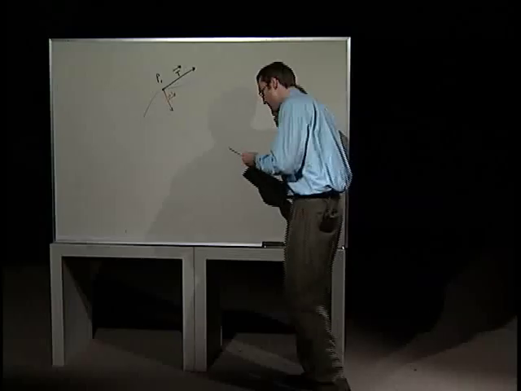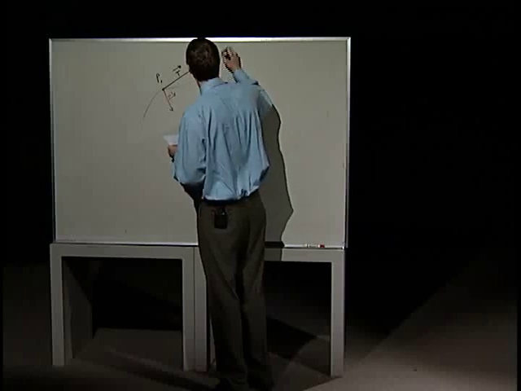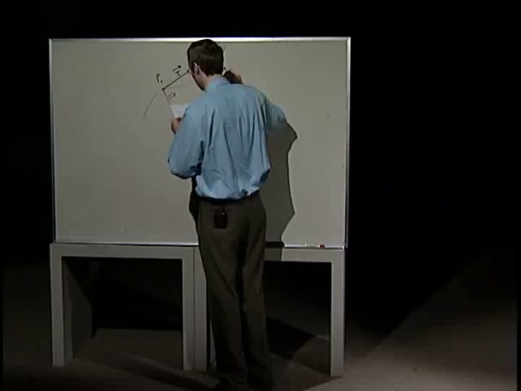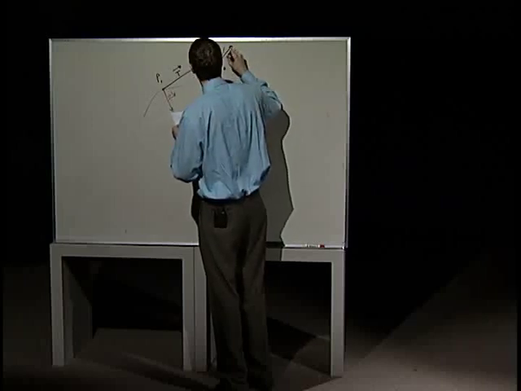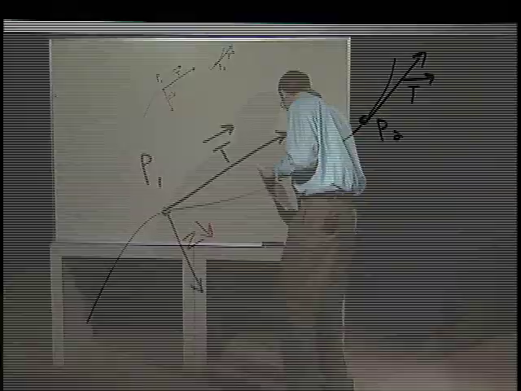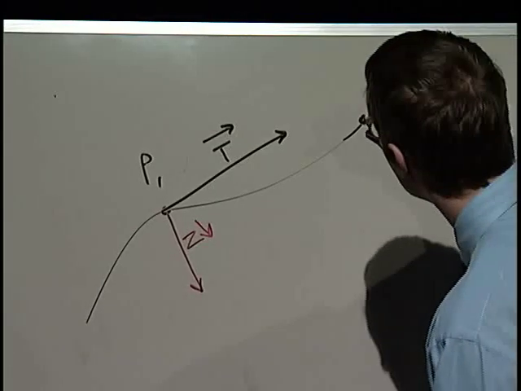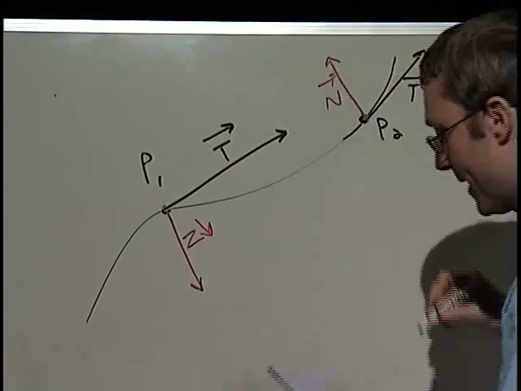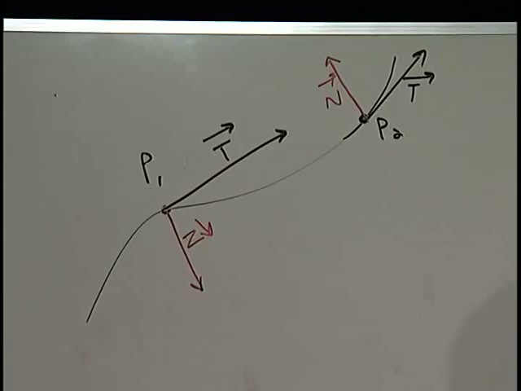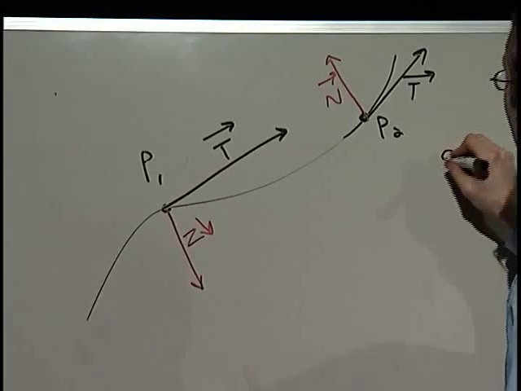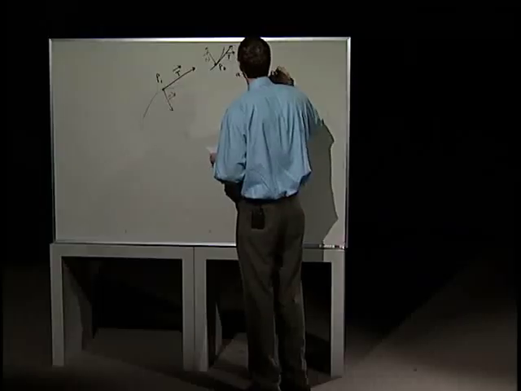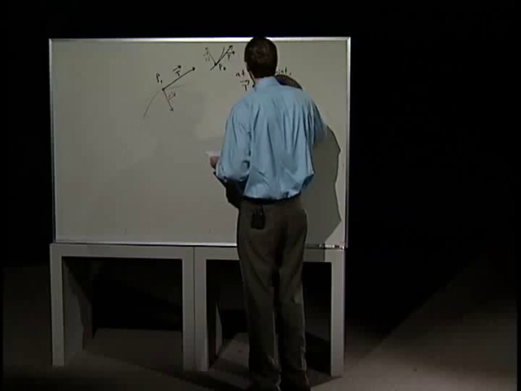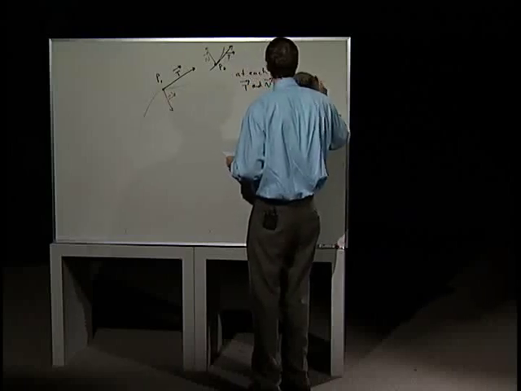Okay, and we can show it again on another point. So here's another point. There's P2. Let's see here. Unit tangent vector, looking like that. Unit normal vector. Does that look normal? More or less. Well, a vector like that, right? Okay. And so at each point, T and N are orthogonal.